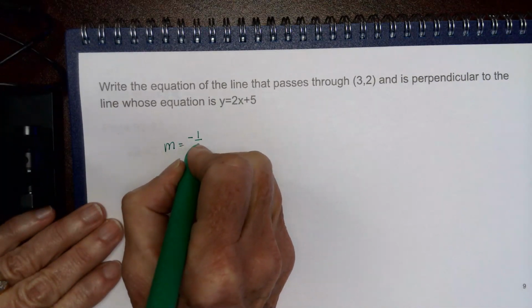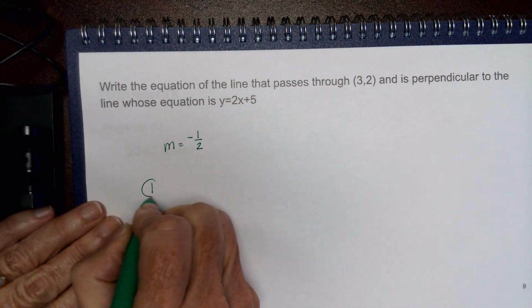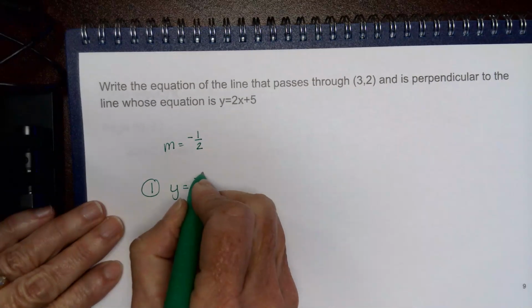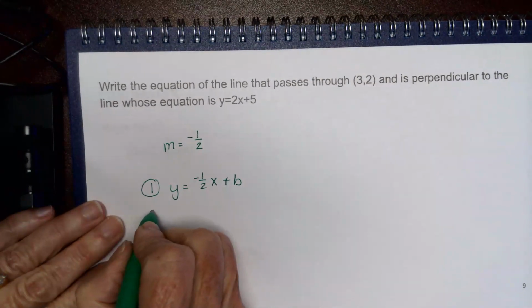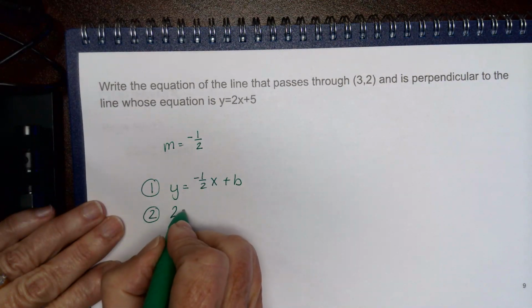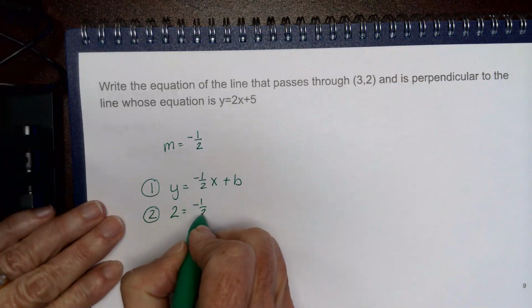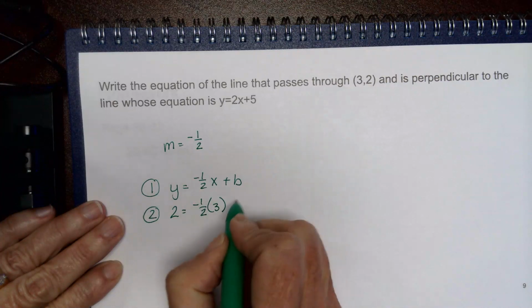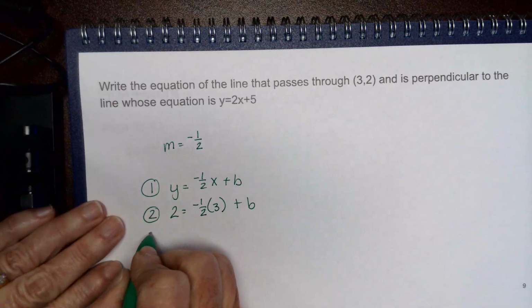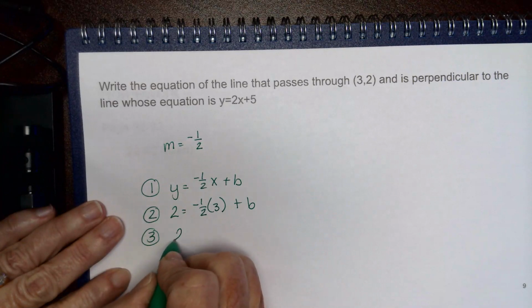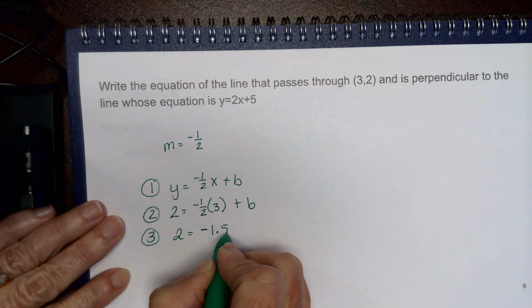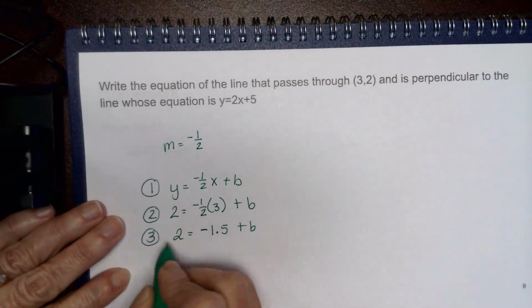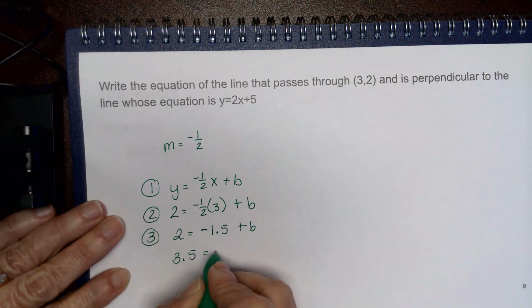But if it's perpendicular, then remember what changes is now I'm taking the opposite reciprocal, so now I have a slope of -1/2. So I put that slope in. Then I grab those 2 points and put them in. So that's going to be 2 is equal to -1/2 times 3 plus b. So then I'm going to solve for my b. So I have 2 is equal to, I'll just go ahead and call that -1.5 plus b. I'm going to add that. So I'm going to get 3.5 equals b.